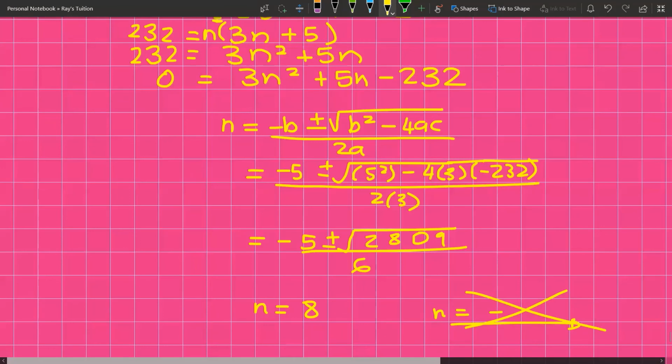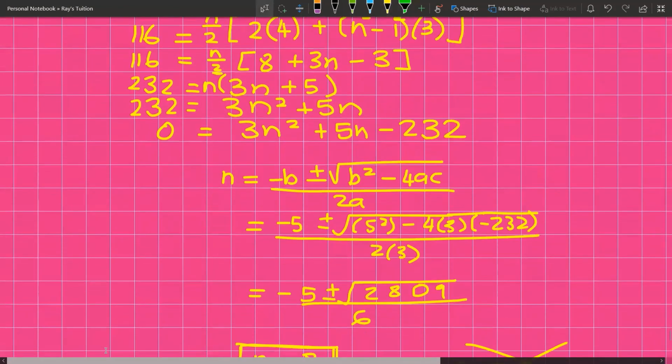That one there is not valid because n cannot be negative. So that means we summed 8 terms to get our series. And that is how we solve for n.